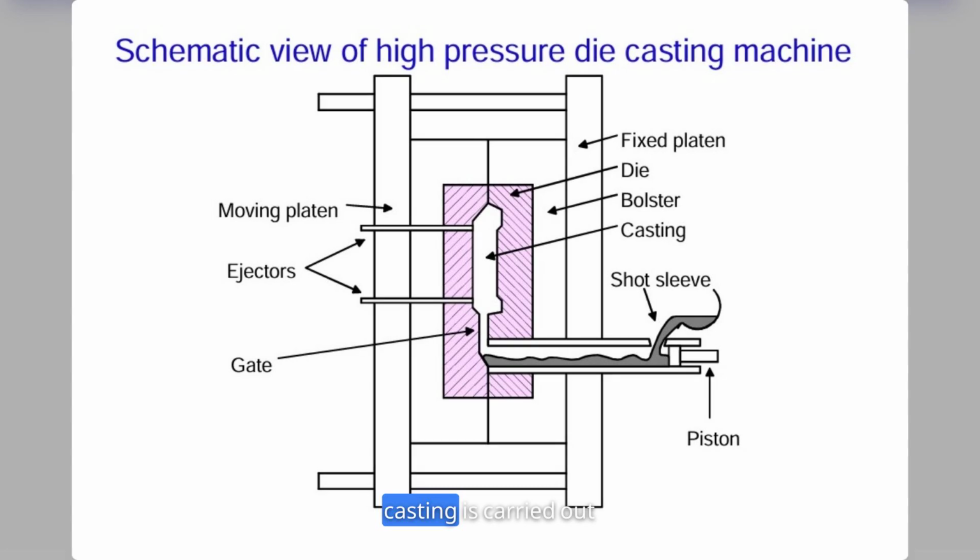High-pressure die casting is carried out using a large piece of equipment shown in this figure. It consists of two vertical platens on which bolsters are located which hold the die halves. One platen is fixed and the other can move so that the die can be opened and closed. A measured amount of metal is poured into the shot sleeve and then introduced into the mold cavity using a hydraulically driven piston. Once the metal has solidified, the die is opened and the casting removed.